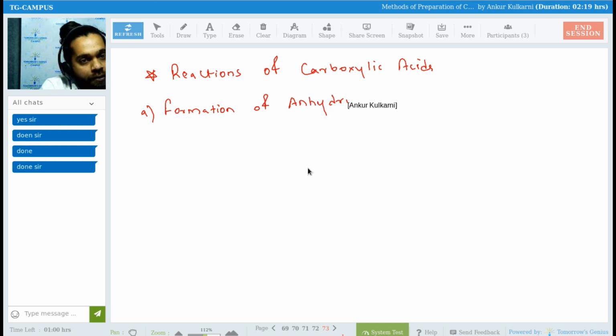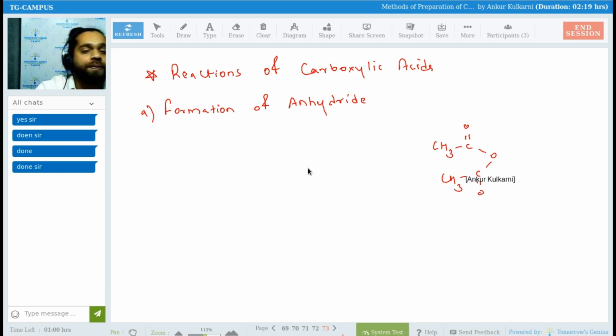Anhydride is our, what was the pet name of anhydride that we discussed? Yeah, the bullet. The bullet was your anhydride. So we have to prepare anhydride. Anhydride was something like this: CH3, C double bond O, O, C double bond O, CH3. Obviously, what should I take? Opposite reaction, Sasidharan. 2 moles of acetic acid.